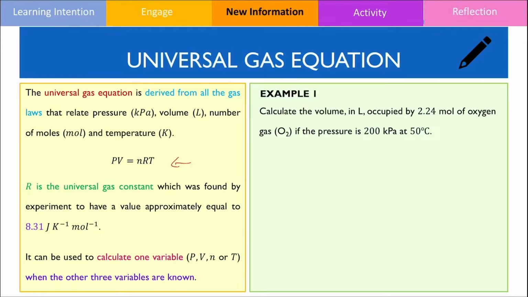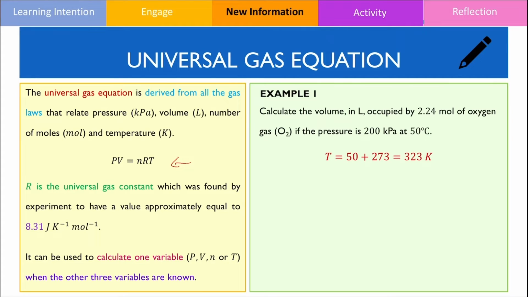In the first example, we're trying to find the volume in liters occupied by 2.24 moles of oxygen gas when the pressure is 200 kilopascals at 50 degrees Celsius. The first thing that we should always do is to inspect each of the known variables given to us and check whether they're expressed in the correct respective units. In this question, we need to convert degrees Celsius to Kelvin, so we're going to add 273 to 50, giving us a value equal to 323 Kelvin.